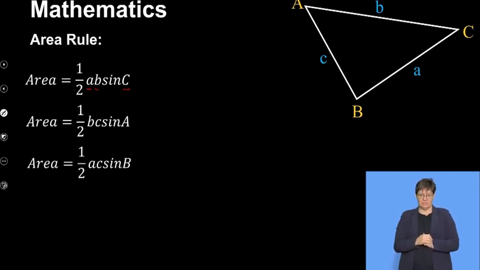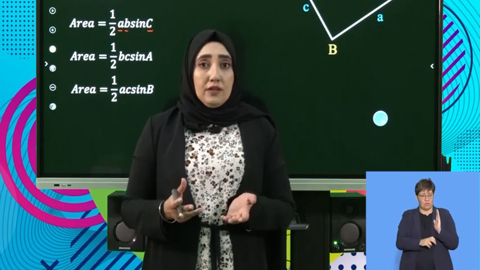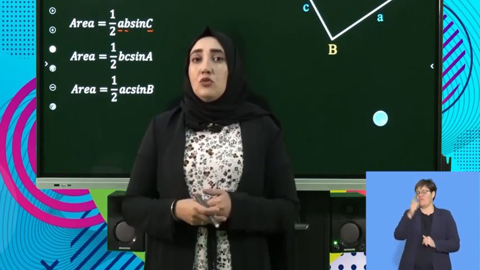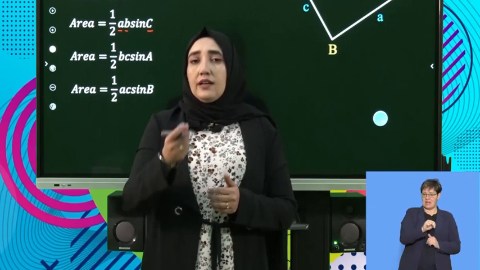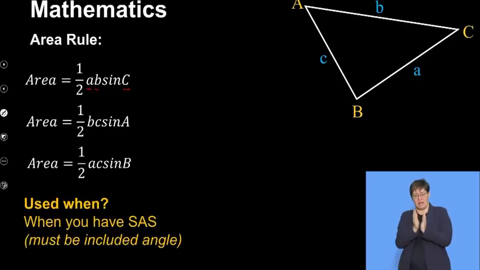Now, can you remember what you need to be given to use the area rule? That's right, you need a side, an included angle and a side. So for the area rule, you need to be given side, angle, side, and it needs to be an included angle.